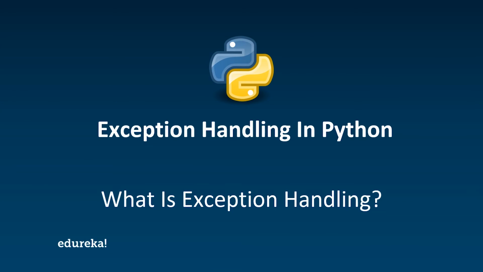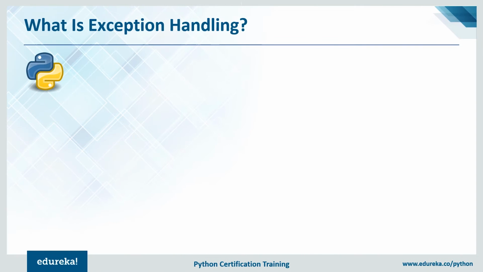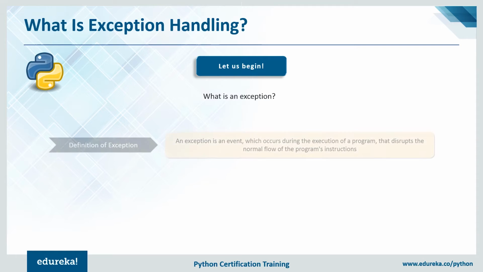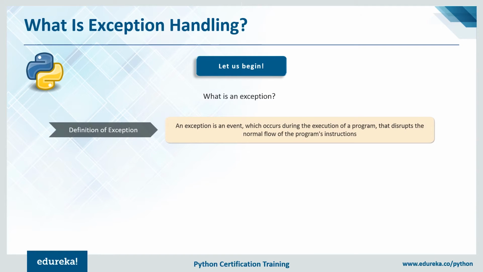Let us quickly check out what exception handling actually is. Well guys, to get a clear picture of what that is, we need to start with understanding the definition for both exception and exception handling. Well, what is an exception? Guys, an exception is an event which occurs normally during the execution of a program that disrupts the normal flow of the program's instruction. So instead of the program actually executing evenly and nicely, there is a disruption in between the code. This we basically call an exception.